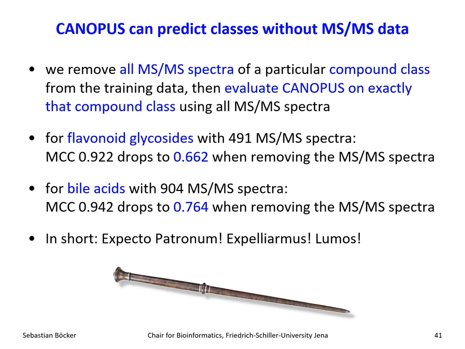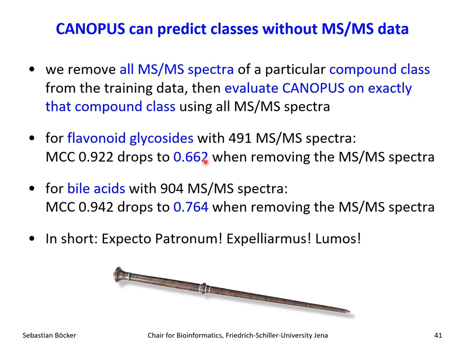And here is the magic. If you remember on our magical wish list, I asked if we could predict those classes where we don't have any MSMS training data. And for CANOPUS, that's actually possible. If we have flavonoid glucosides in our training data and we try to predict flavonoid glucosides, we get an MCC of 0.922, which is darn good. But if we now remove all the flavonoid glucoside MS/MS spectra and build the predictor for flavonoid glucosides and evaluate them on the flavonoid glucoside MS/MS spectra, we still have an MCC of 0.66, which is pretty darn good for this very extreme case.